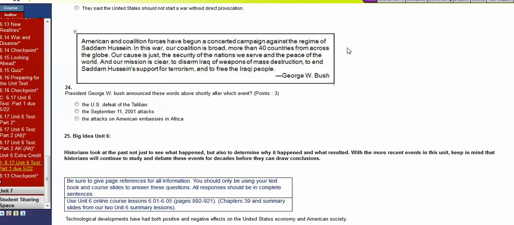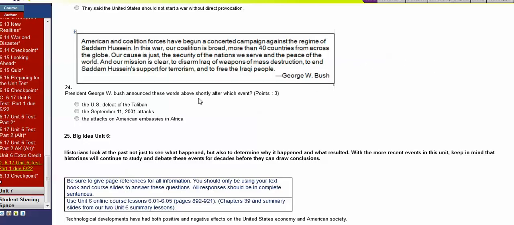American and coalition forces have begun a concerted campaign against the regime of Saddam Hussein. In this war, our coalition is broad, more than 40 countries from across the globe. Our cause is just, the security of the nations we serve and the peace of the world. And our mission is clear, to disarm Iraq of weapons of mass destruction, to end Saddam Hussein's support for terrorism, and to free the Iraqi people.